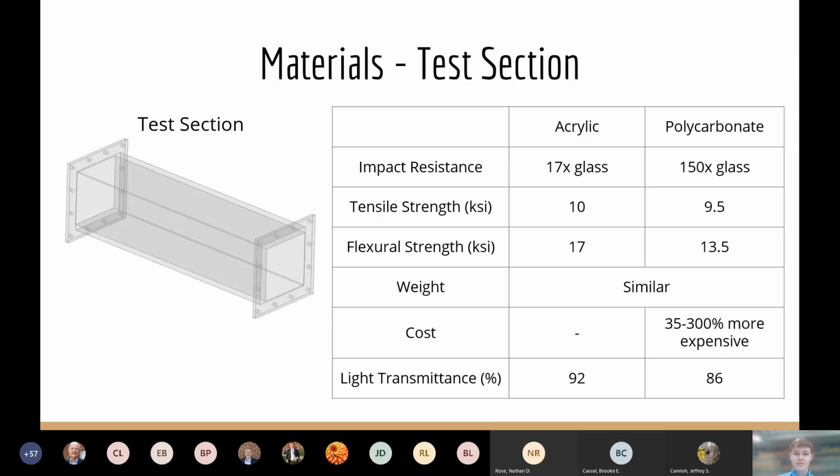The test section is one of the most important parts of the flume, since it's where the fish is observed by the camera system. The test section needed to be clear and strong. So glass was unacceptable due to its low impact resistance. We needed something several times as impact resistant as glass. So I looked at acrylic and polycarbonate here. And as you can see in the table, both are way more impact resistant than glass, but polycarbonate is a lot more expensive than acrylic. So for this reason, we went with acrylic for the test section.